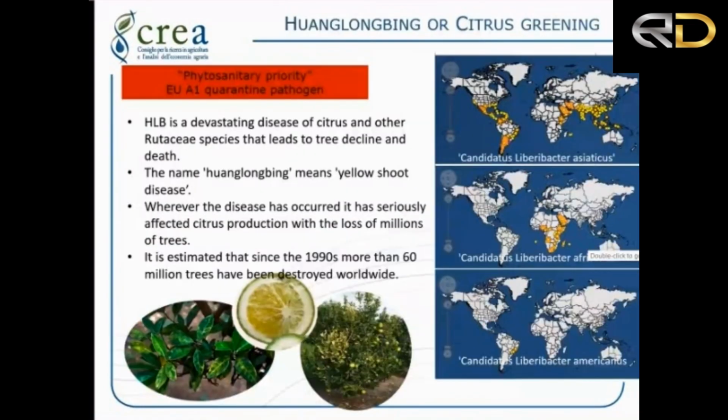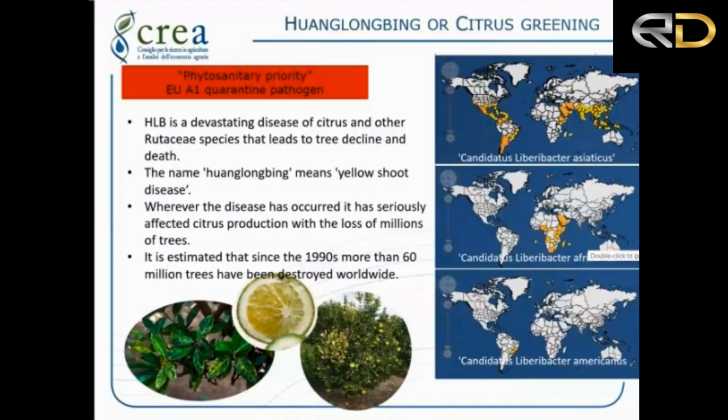Huanglongbing, or citrus greening disease, as we know, is considered the most devastating disease of citrus plants and also other rutaceous species. It is considered a phytosanitary priority in all the European territory and is included in the EU A1 quarantine pathogen list. It causes important and severe symptoms in citrus but also in other rutaceous species and leads to tree decline and death. The name Huanglongbing means yellow shoot disease.